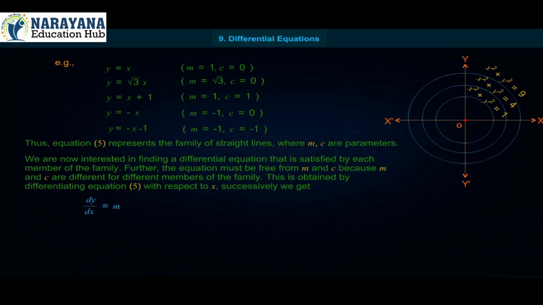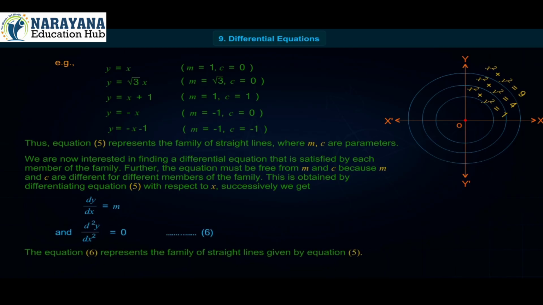Successively we get dy by dx is equal to m and d square y by dx square is equal to 0. Equation 6. The equation 6 represents the family of straight lines given by equation 5. Note that equations 3 and 5 are the general solutions of equations 4 and 6 respectively.